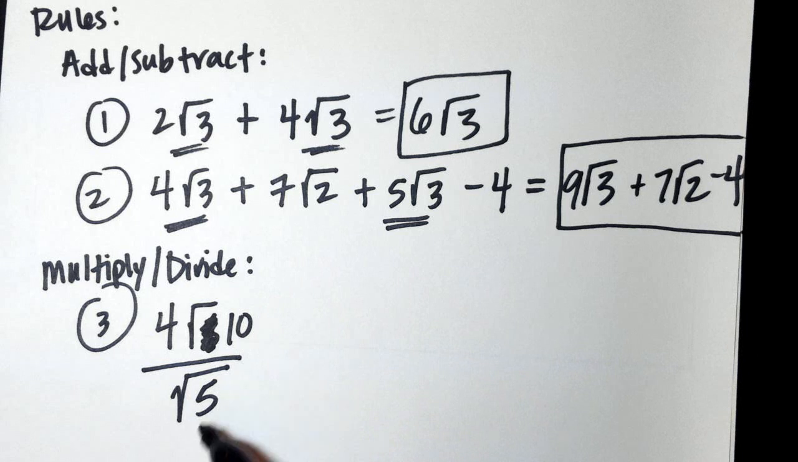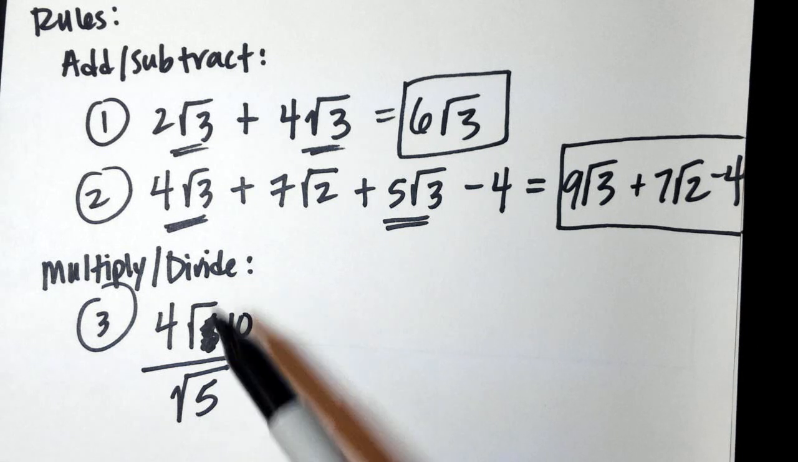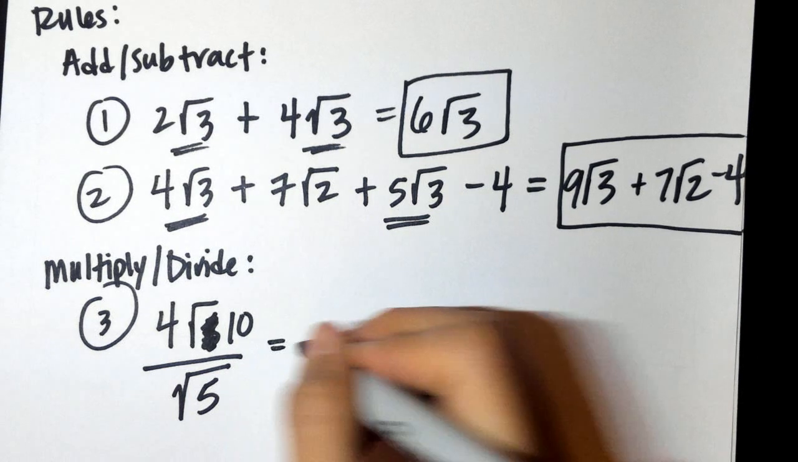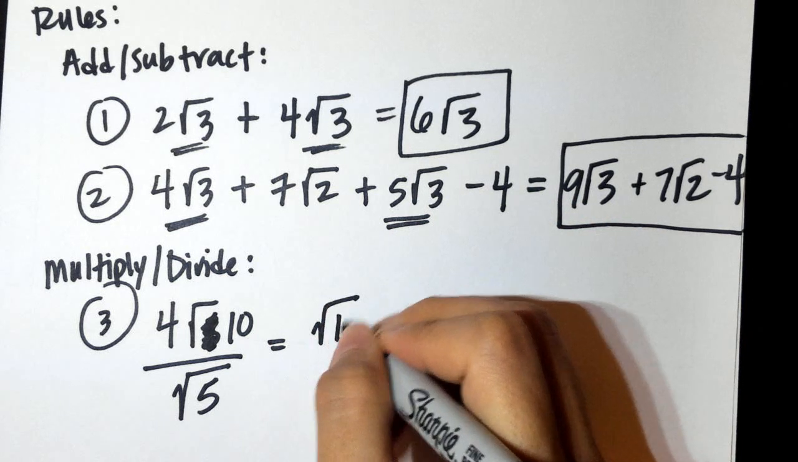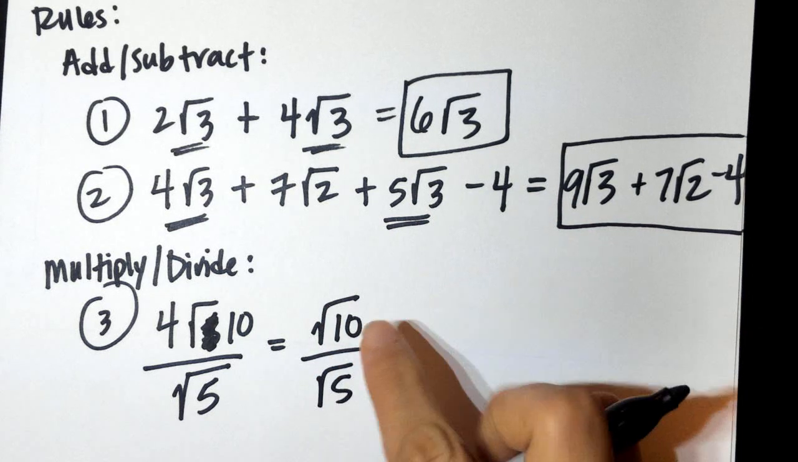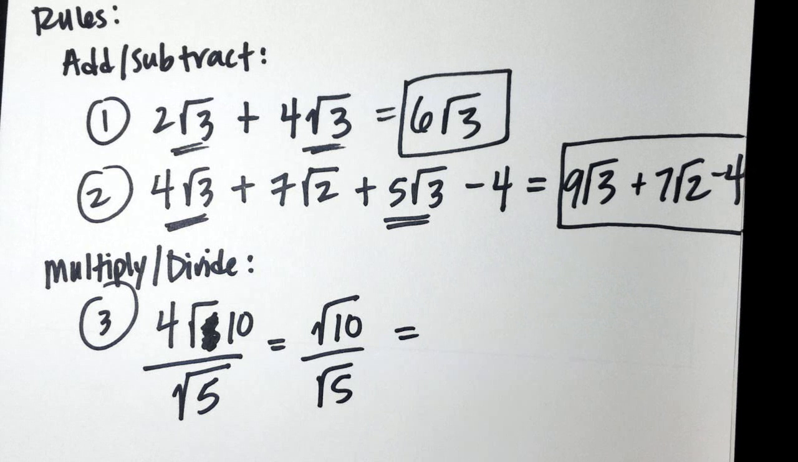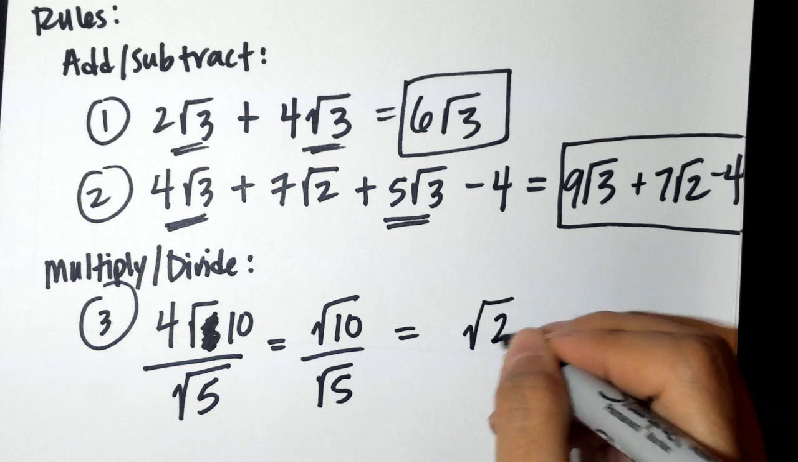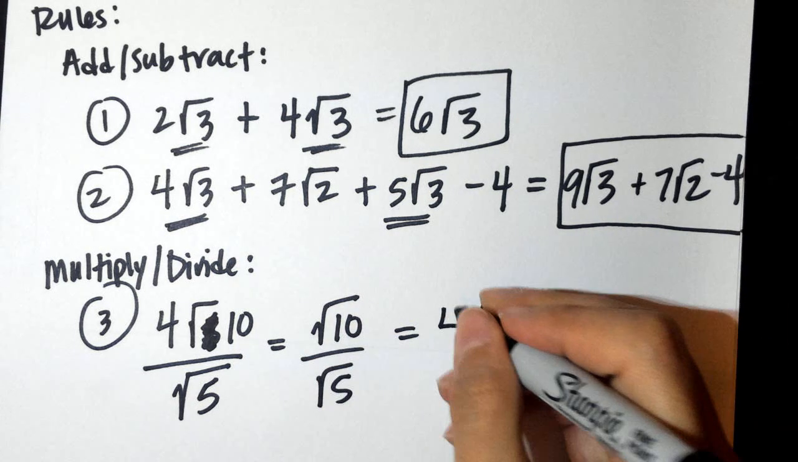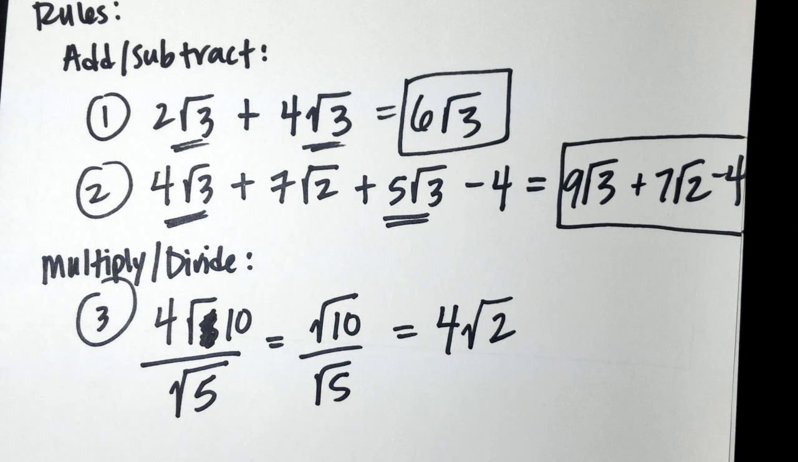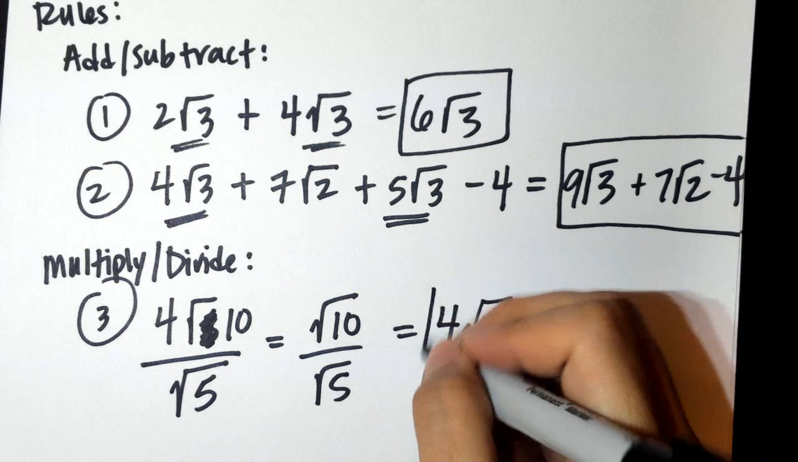So when you have the square root of 10 divided by the square root of 5, here we can go ahead and divide them. What is the square root of 10 divided by the square root of 5? What is 10 divided by 5? 2. So the square root of 2, and then this 4 is chilling on the outside. That would be my final answer.